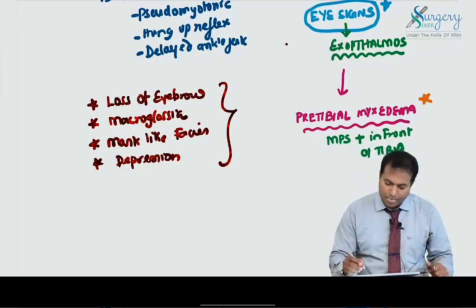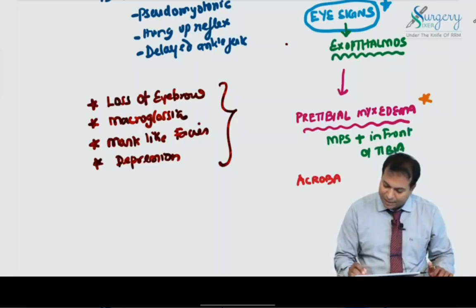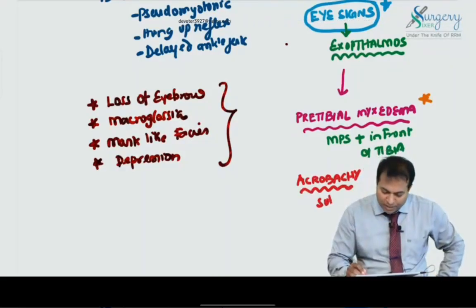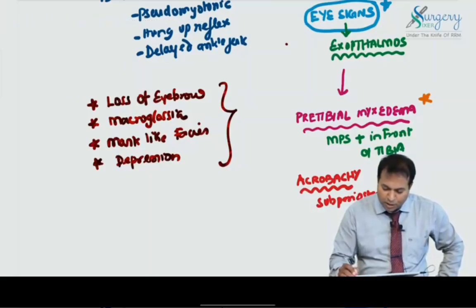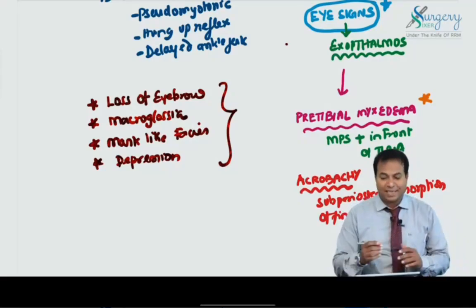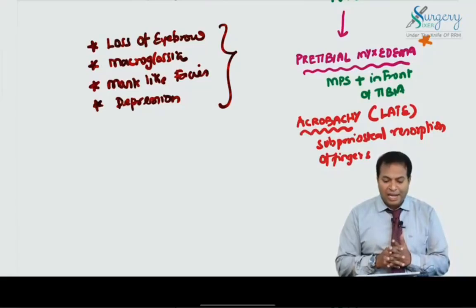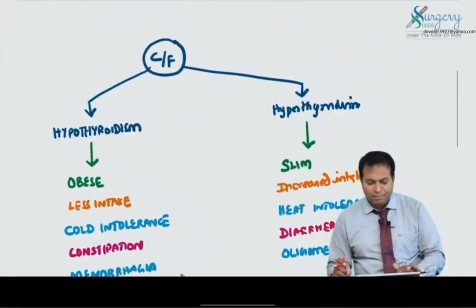So other interesting features: pretibial myxedema and acropachy. Acropachy is subperiosteal resorption of fingers, looking like clubbing. Fingers in hand as well as in legs will show acropachy. It is one of the late features of hyperthyroidism. It's a very late feature. So pretibial myxedema and acropachy are all late features. So these are the interesting points in hypo and hyperthyroidism.